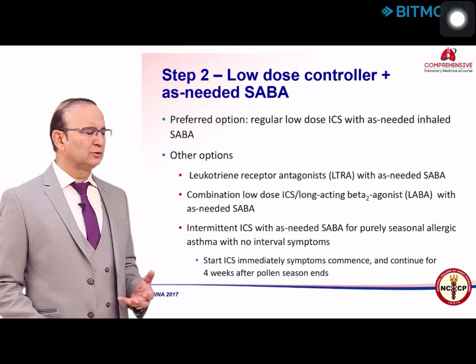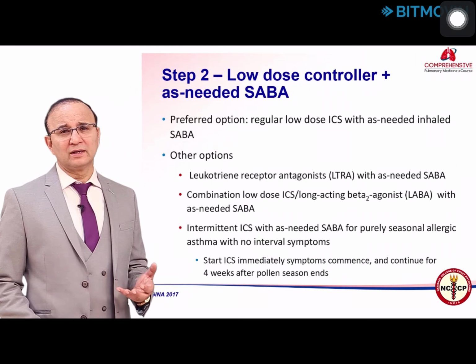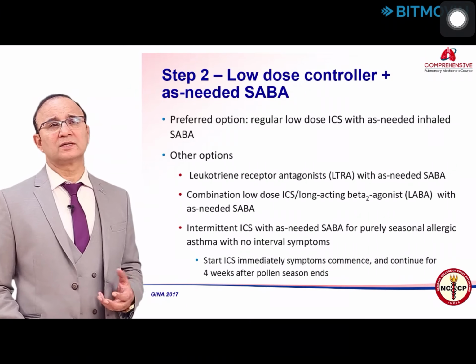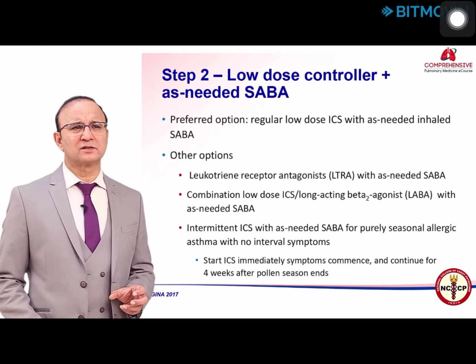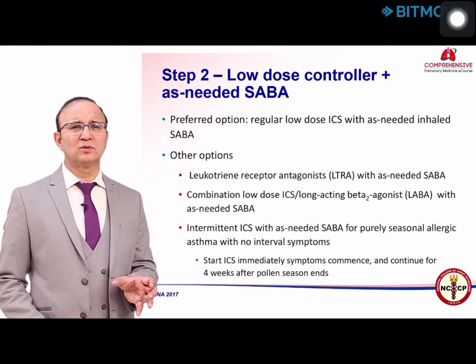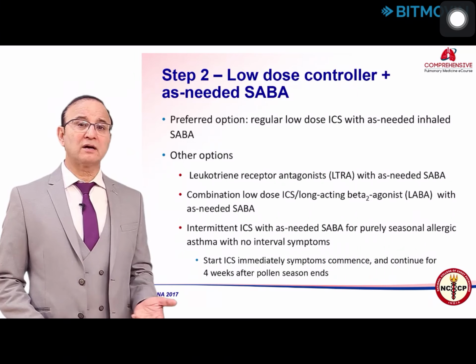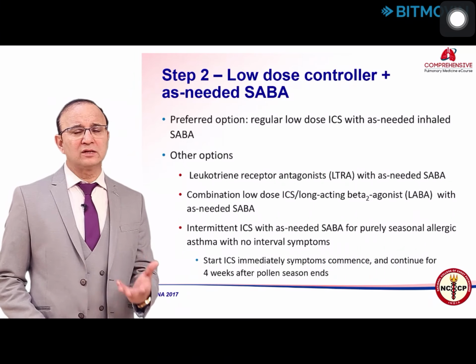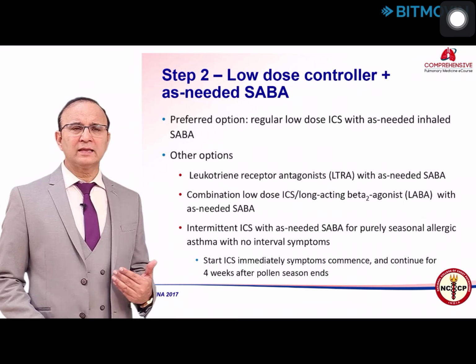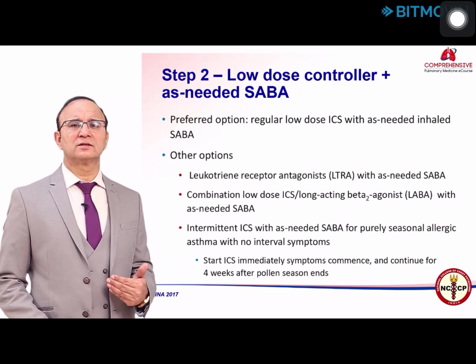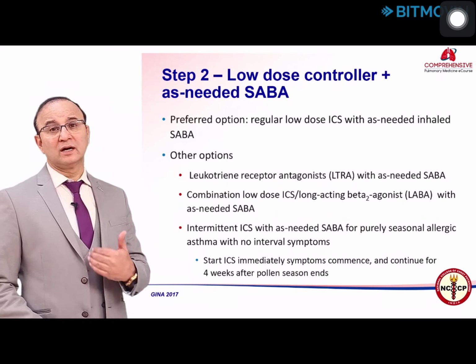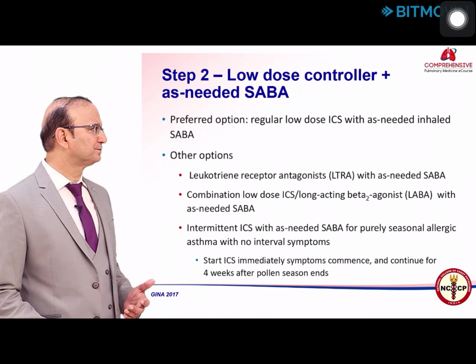And you can use intermittent inhaled steroids in a particular group of patients, like one who says, I get symptoms only 1 month in a year when there is a pollen season. So you can start inhaled steroids at the onset of symptoms and then continue throughout the pollen season and at least 4 weeks after the patient is asymptomatic.